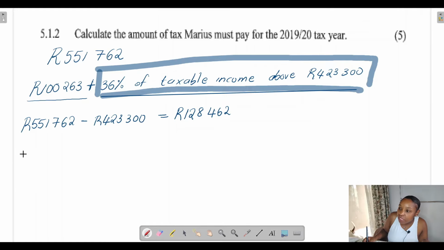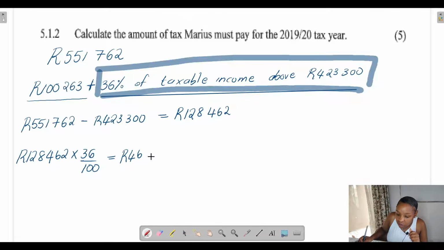Okay, so now how do we get 36% of that income? To get 36% of that, we are just going to take 128,462 and multiply it by 36%, or you can just say 36 divided by 100. Okay, and you'll get that your answer is going to be 46,246.32 cents. So that is the 36% of the taxable income that is above 423,300.